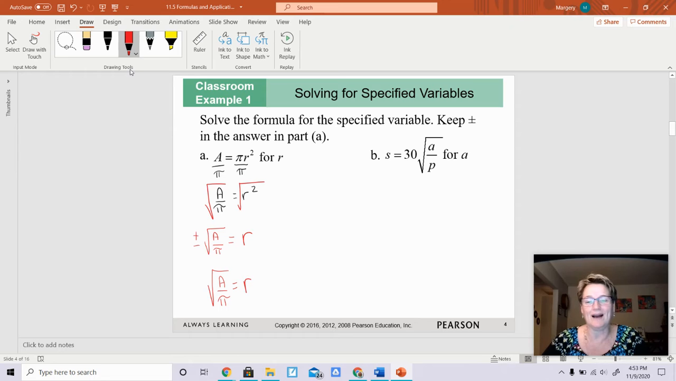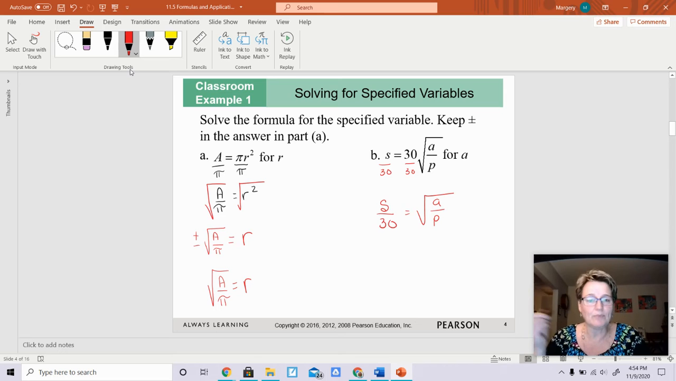Now for 1b, they have S equals 30 times the square root of A over P. For A, they want you to get A by itself. Right now, you cannot get A by itself. You need to get rid of the 30 first. So what I'm going to do is divide both sides by 30. So I get S over 30 equals the square root of A over P.